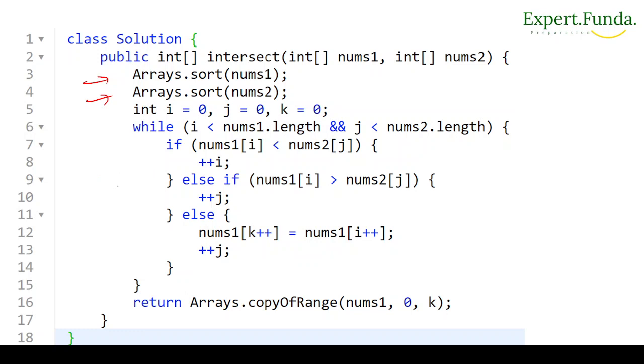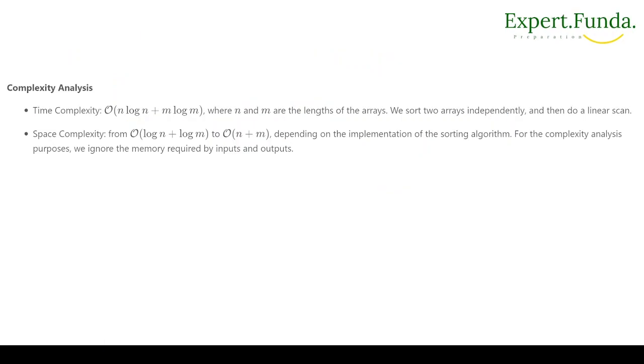Now we will check if the element is less than, right, and if it is greater than, right? If it is less than, we'll increment i plus plus, if not j plus plus. If both are equal, it means nums1 of i equals nums2 of j, then i plus plus, like this we'll do. Okay, we'll check the common things and increment, and finally we'll have the data here. We are copying the range actually. So this is your complexity analysis, right? And this will come to n log n plus m log m.